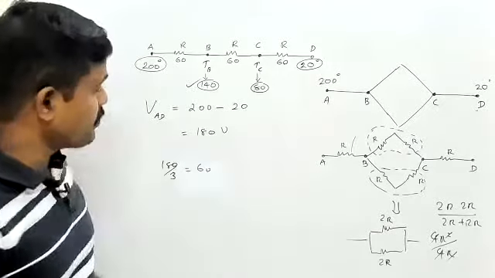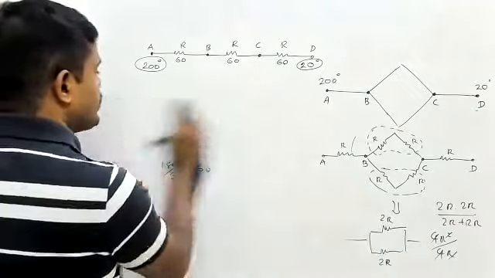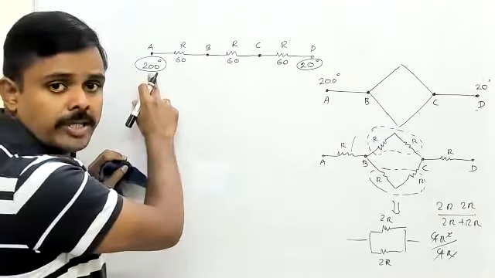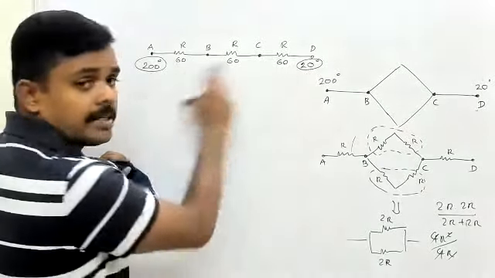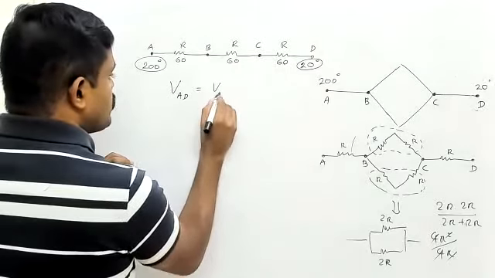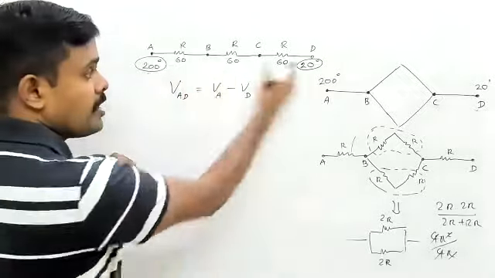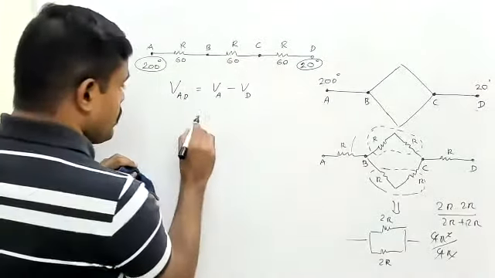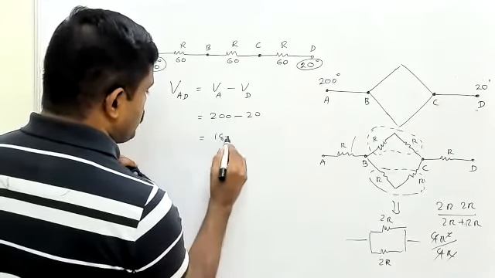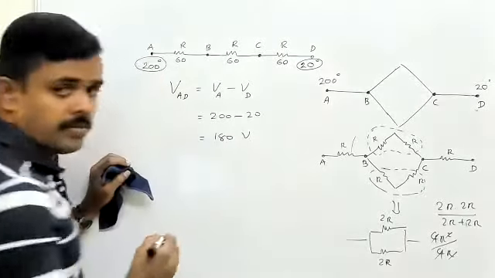So look at the temperature difference here. I've taken the temperatures at the end points. The temperature here is 20, the temperature here is 200. So what is the potential difference then? VAD is equal to VA minus VD, higher potential minus lower potential. So between the end points, the potential difference is to be calculated. 200 minus 20, that will be 180 volts.